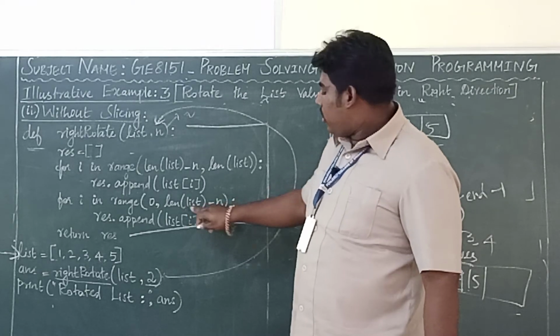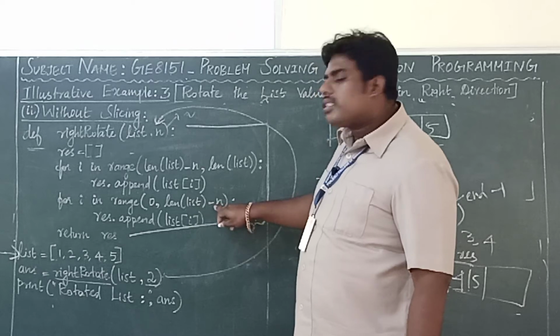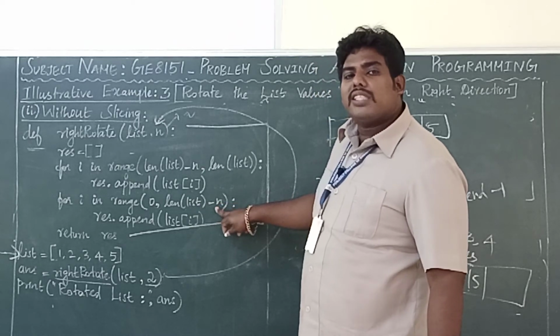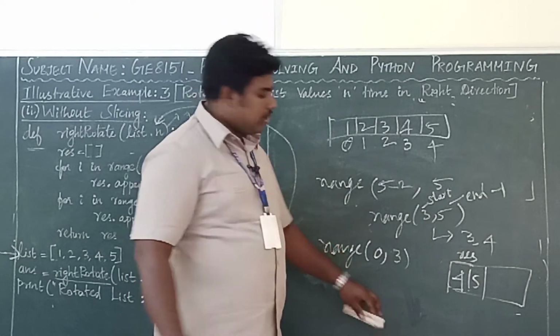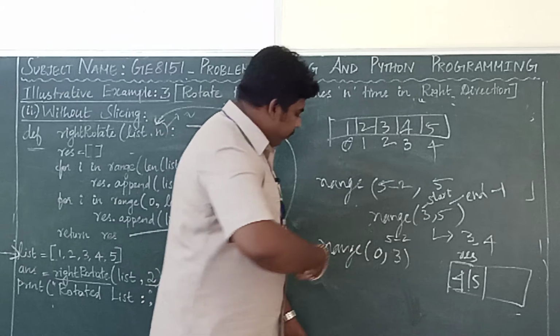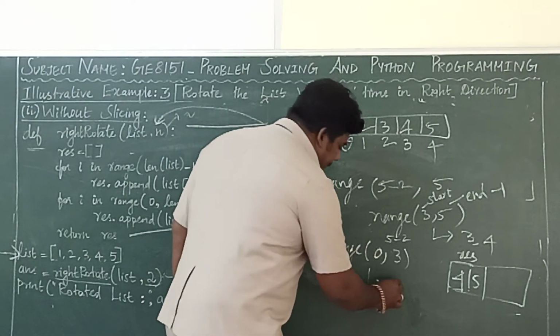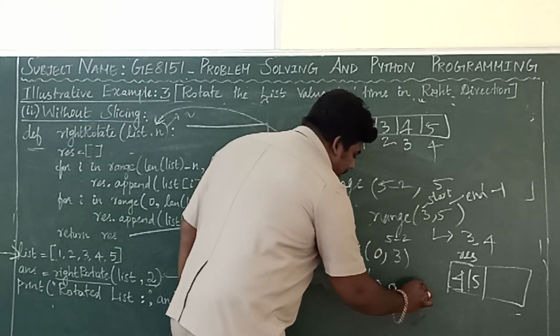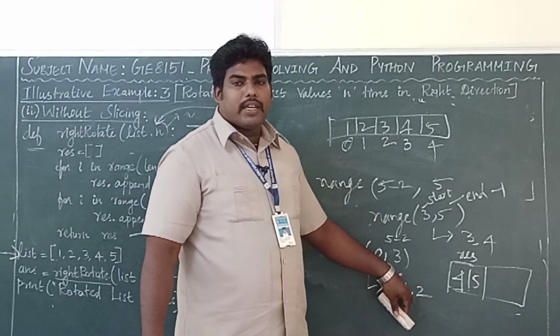0 comma len of list 5. The length of the list is 5. 5 minus, what's the n value? 2. So 5 minus 2. The answer is 3. So range of 0 comma 3. Here it will generate the sequence 0 comma 1 comma 2. Starting from 0, end is end minus 1.